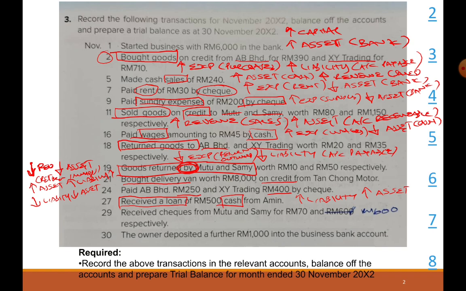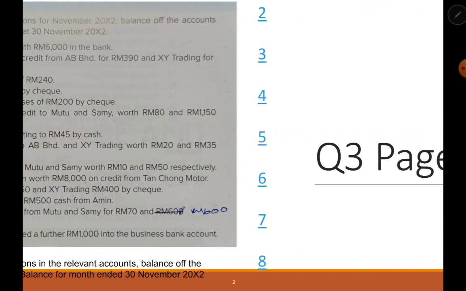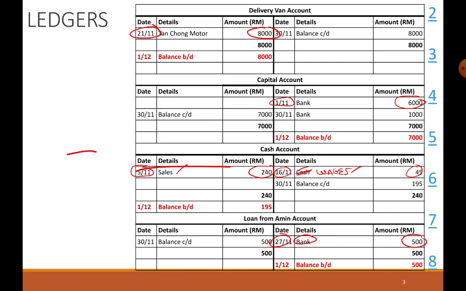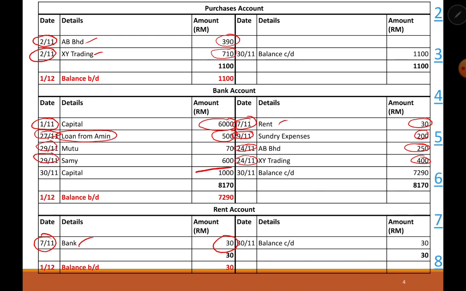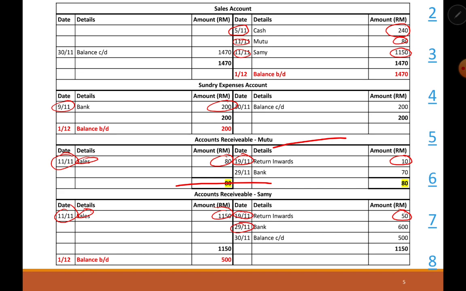Okay, 29 of November, receive check from Muthu and Sami for 70 ringgit and 600 ringgit respectively. Previously we sold goods to Muthu and Sami on credit. Now they want to pay part of the amount owed to us. So increase in asset, increase in bank because we receive checks, and decrease in asset as well because amount owed by Muthu and Sami will reduce. So debit bank 70 ringgit and 600 ringgit, credit Muthu and Sami.